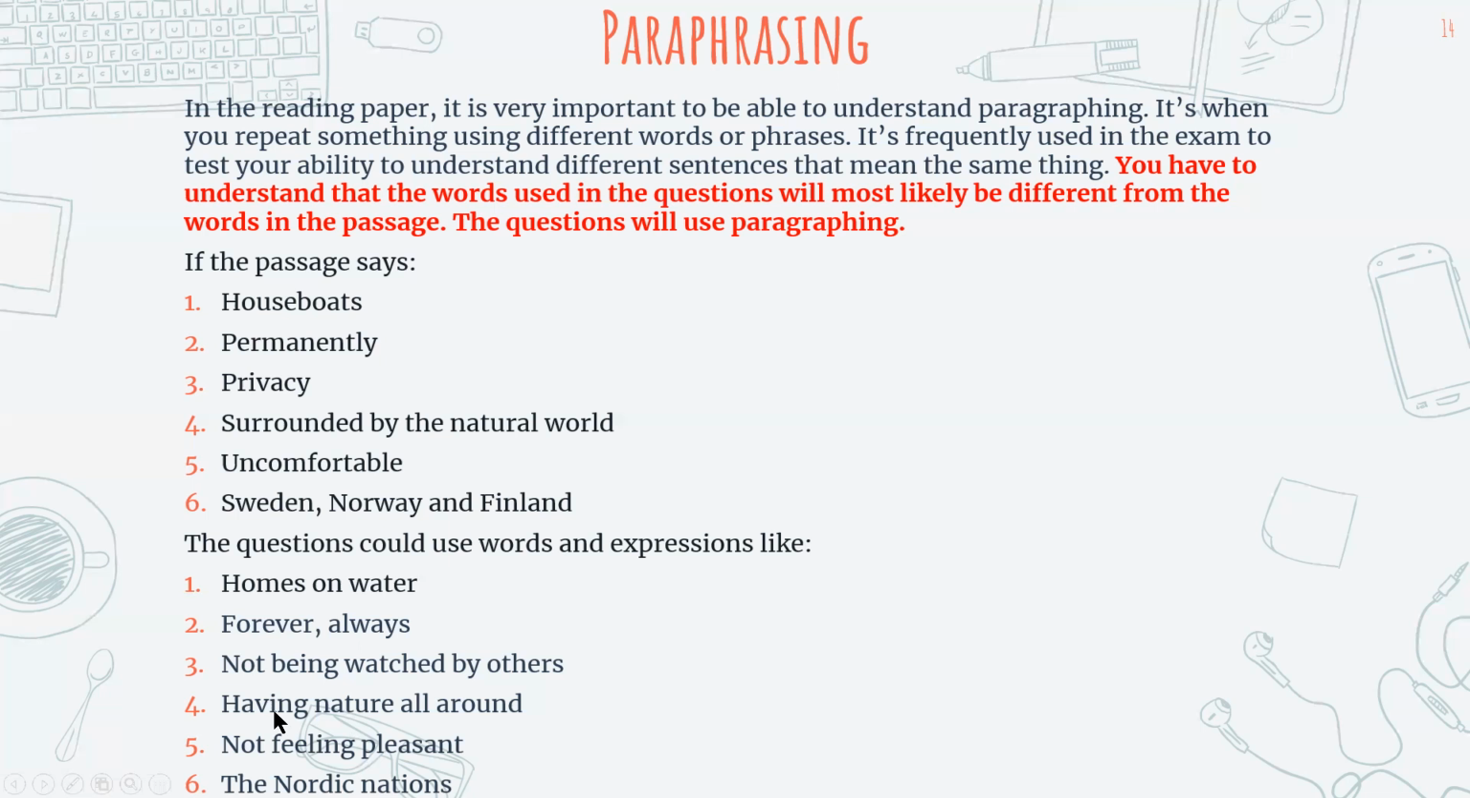Okay. Uncomfortable could also mean not feeling pleasant. Sweden, Norway, and Finland, the Nordic nations. These are called the Nordic nations. So if the question asks you about something related to the Nordic nations, but you will not find the word Nordic anywhere in the passage. You underlined it as a key word in the question, but you are not able to find it in the passage. But you can find Sweden, Norway, and Finland. And these are the Nordic nations.